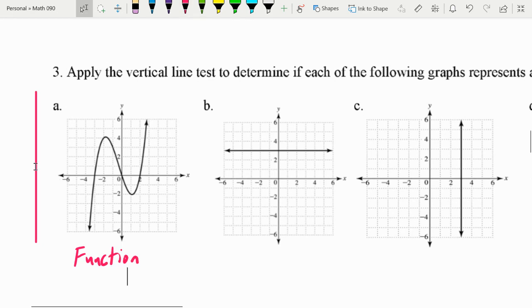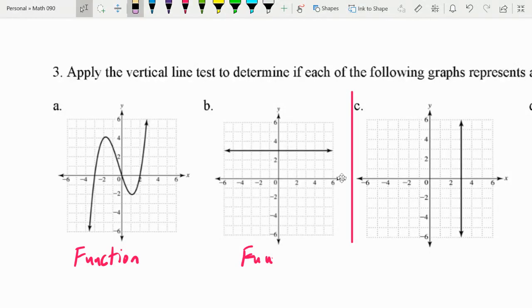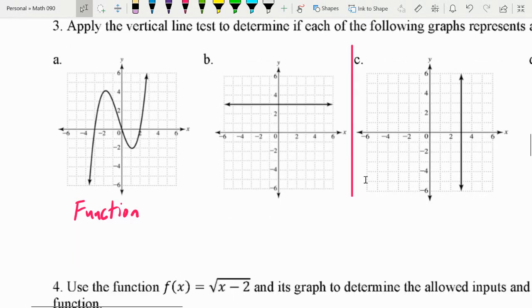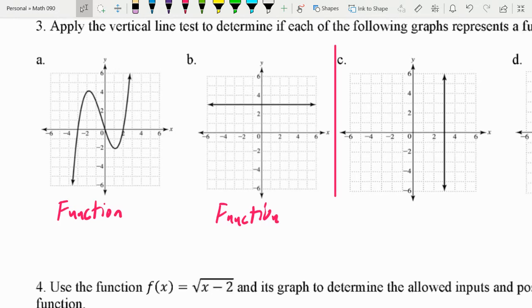Now, what about B? Again, I drag my vertical line across the graph. Does it ever hit more than one time? Nope. So this one is a function also.